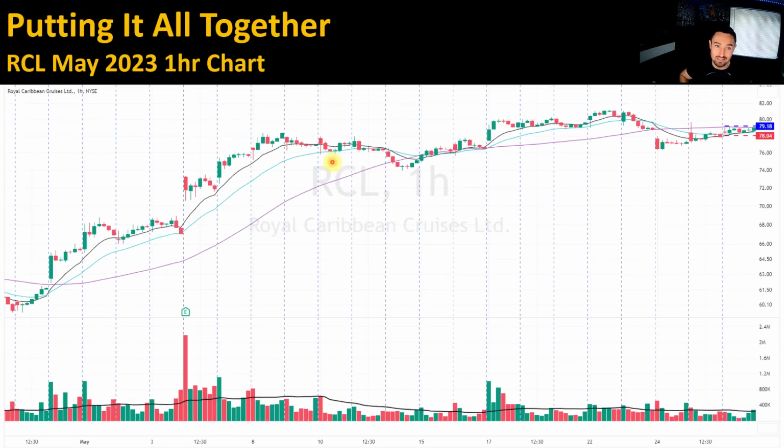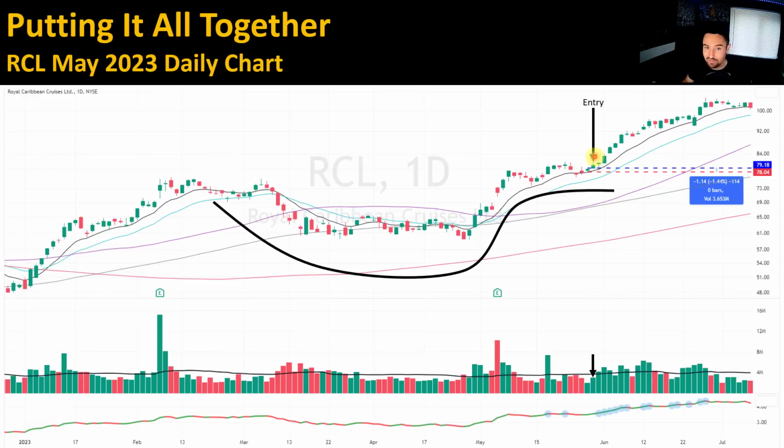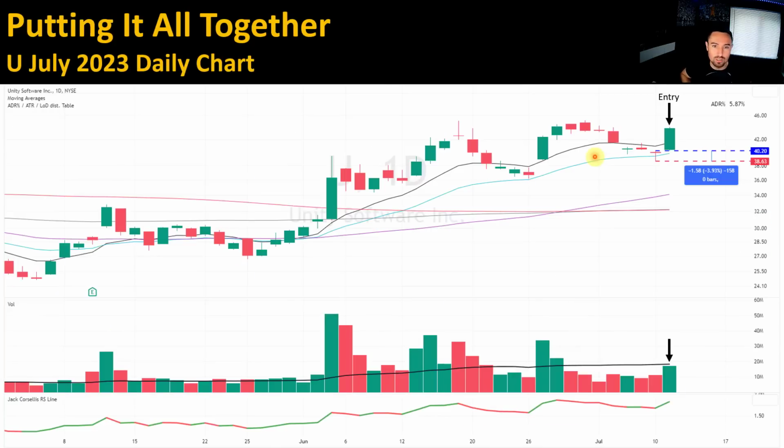So the intention is get in, free roll it, ride the trend. Use the 10 EMA, 21 EMA, potentially the 50 SMA, potentially choke it off if it starts getting extended. But take the risk out really, really quickly. Let me show you another one, Unity.